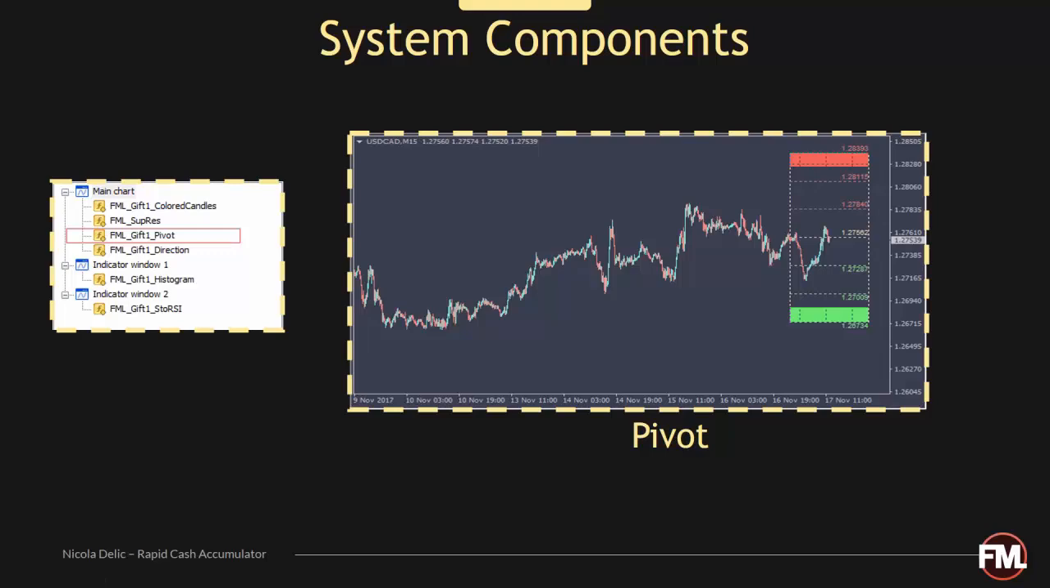Next part is the pivot. Pivot point is something that I always have on the chart. It doesn't really matter what kind of system I use, I always like to have the pivot points on the chart. The reason for that is simple. Pivots give a decent view of the current market movement, because I don't want to trade the market if we don't know whether we have the room to go higher or lower.